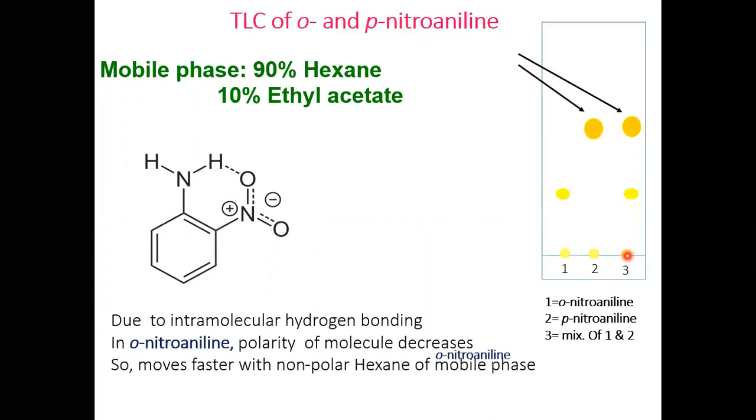mobile phase. This is orthonitroaniline, and para-nitroanilines are intermolecular hydrogen bonded with the molecules of nitroaniline and with the molecules of stationary phase. So they are strongly retained. In this way, by TLC we can separate the reaction mixture of ortho and para-nitroaniline, or check the impurity of orthonitroaniline in para-nitroaniline.